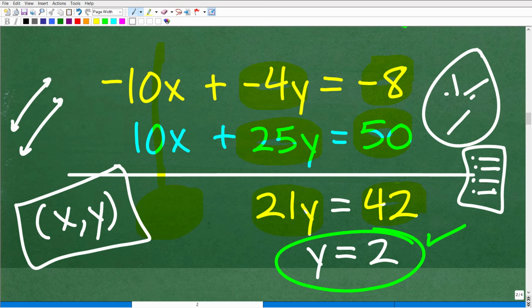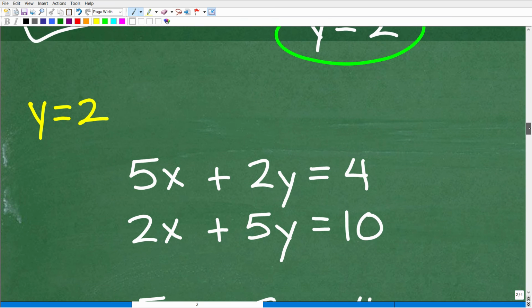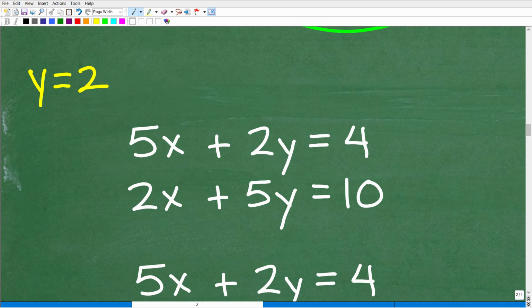So if this system does have a solution, it's where the two lines cross. And here we have y is equal to 2. So we know the y coordinate of our xy ordered pair. Okay, so that's pretty cool. So now we need to get the x coordinate. So how do we do that? This is actually pretty easy.